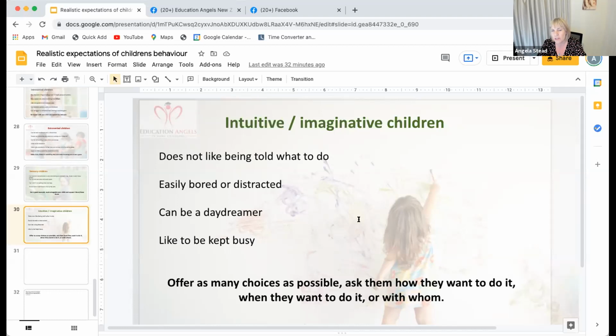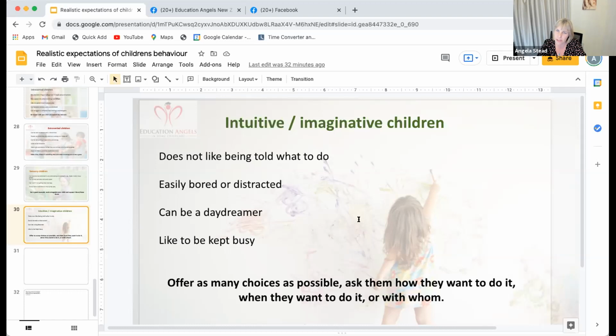Ask them how they want to do it, when they want to do it, or who they want to do it with. All questions like that are going to better engage children, who are a lot more intuitive and imaginative. So remember, for children under 3 in particular, but especially under 5, the imaginal realm is as real as real life.